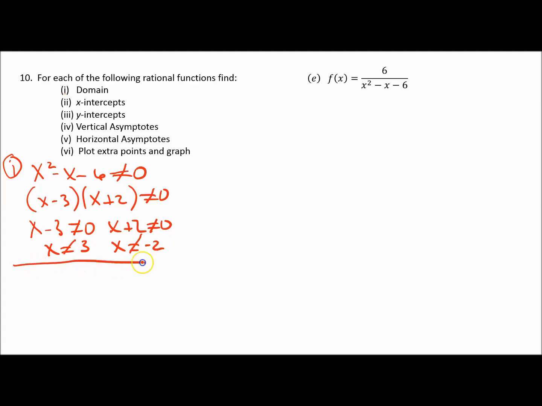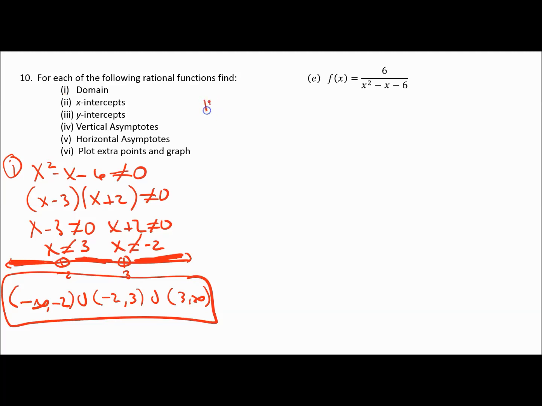Okay? Now on a number line, if it helps you see that, x cannot be this value, nor can it be this value, but it can be everything else between and beyond. So my interval is -∞ to -2, union -2 to 3, union 3 to ∞. Okay, so there's my domain.